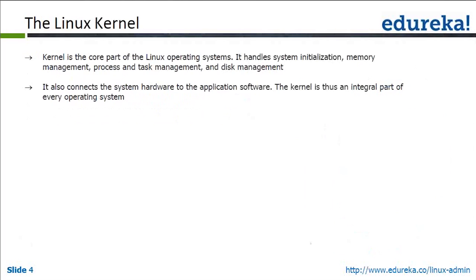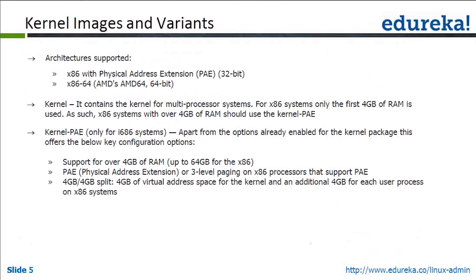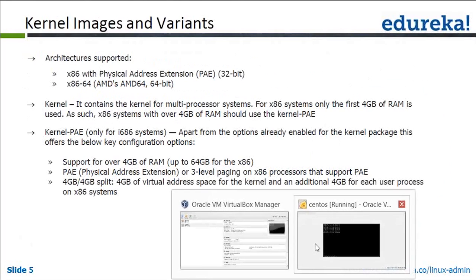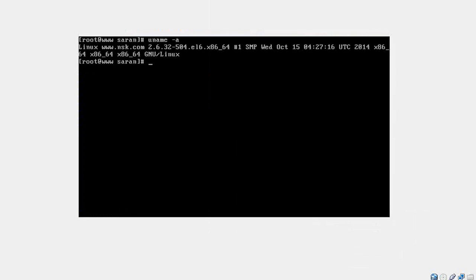So starting with the Linux kernel, which is the core of the Linux operating system. It basically acts as an interface between the software and the hardware part. As I've mentioned before about the architecture part, if you want, you can check the architecture using a command called uname -a, where you will get to see the information about the system and the architecture as well. Here it is x86_64.